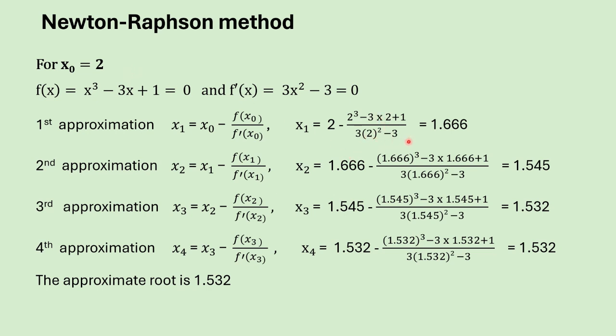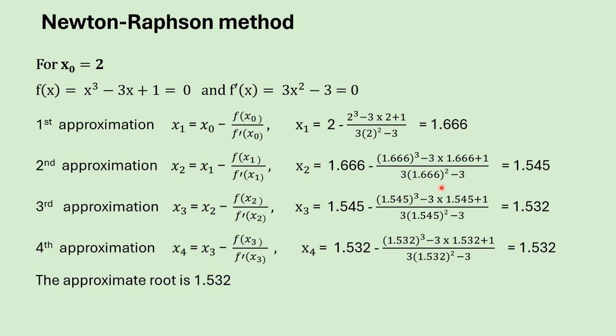Now we have to carry out the second approximation. Here x2 is equal to x1 minus f(x1) by f'(x1). So here the x1 value is 1.66, minus f(x1). In this f(x) value, you have to put the value of x1. Then in f'(x1), we have to put the value of x1, so here it comes 3 into 1.66 square minus 3. On simplification, we get this.